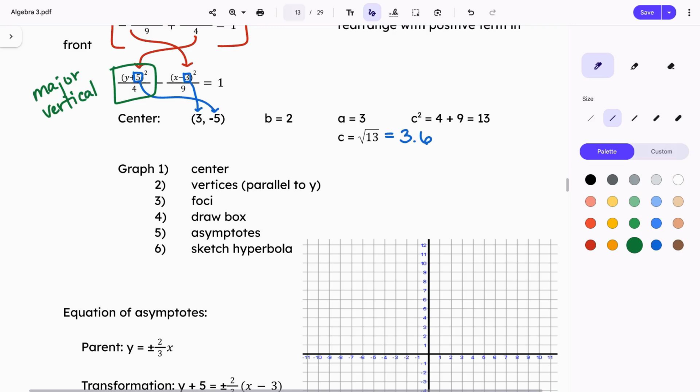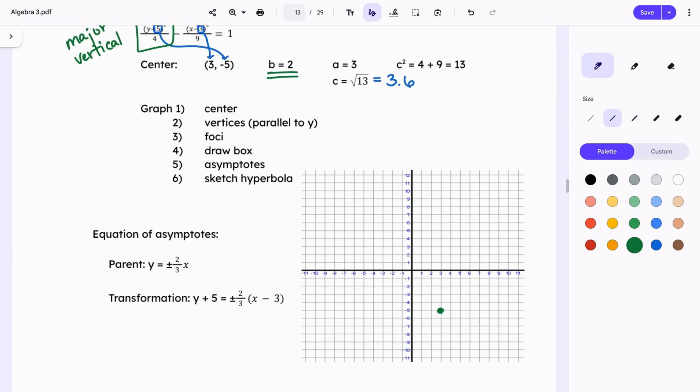So from the center, I'm going to use this because that's what fell underneath the y, and that's what's going to tell me I go up and down. So I'm going to go up and down from my new center, 2. These are my new vertices. Now the A term, because that's on your X, that tells you what you would go left or right. But remember I said we don't really need to graph those points, but you could if you wanted to. So you would just go left and right 3.